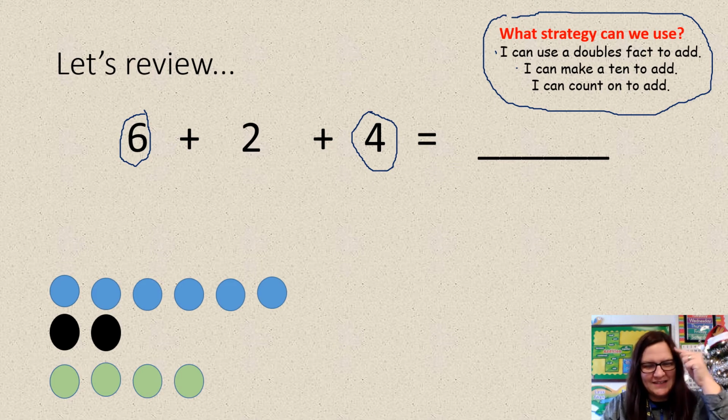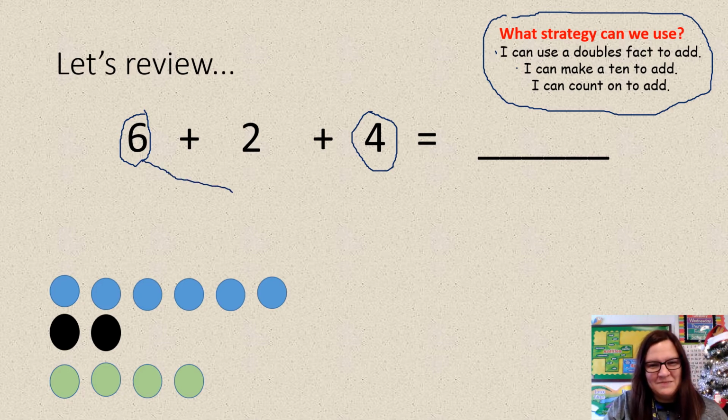I can think of 6 and I can count up 4: 6, 7, 8, 9, 10. So 6 and 4 equals 10. I'm going to write that here. Now I'm not finished because I have to remember there's another addend. What is 10 plus 2? 10 plus 2 is 12. That's right. So the answer, the sum, is 12.